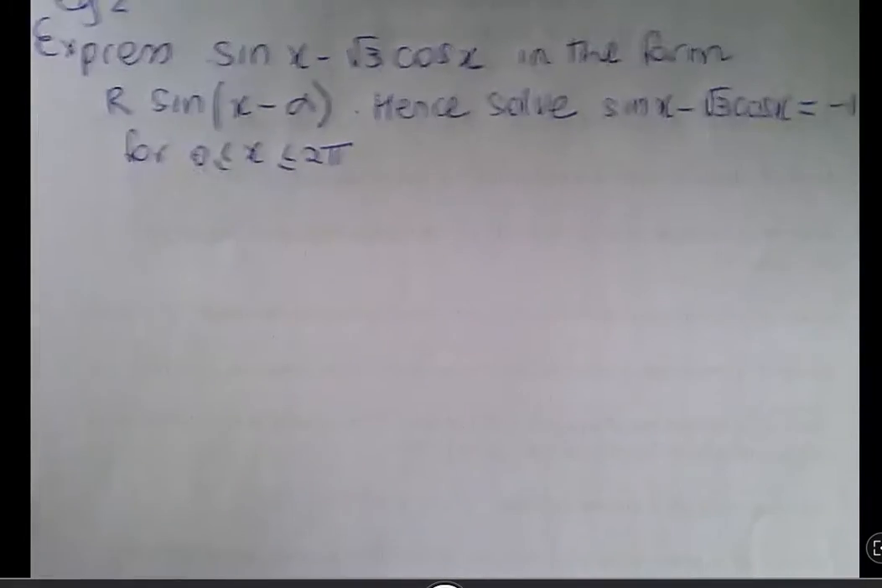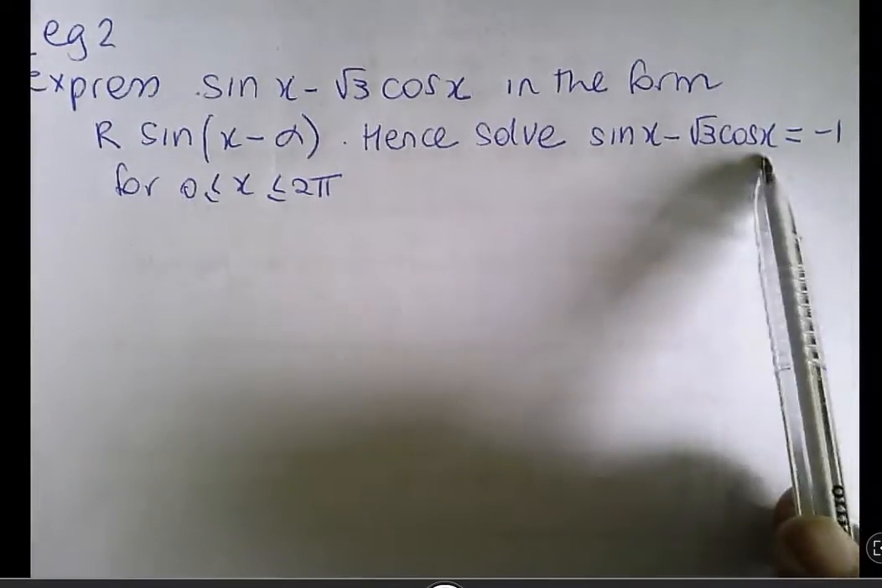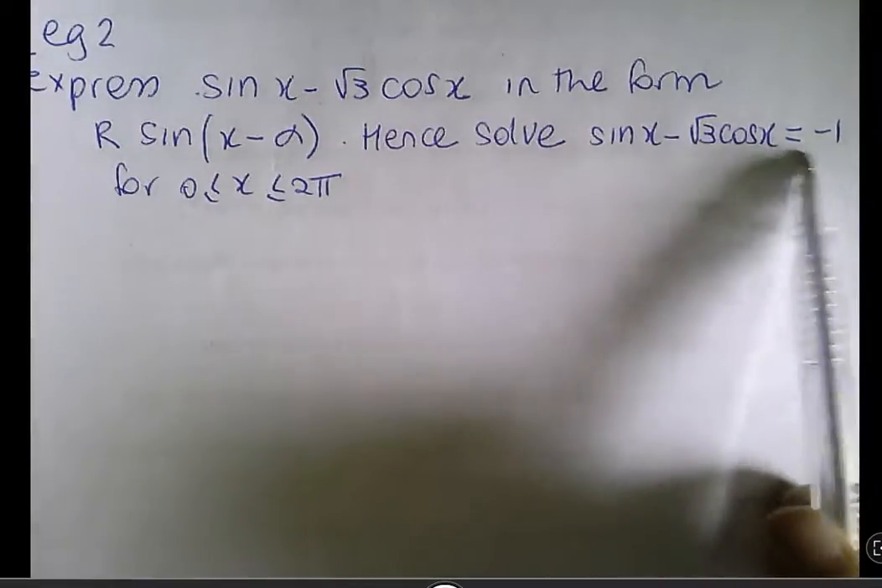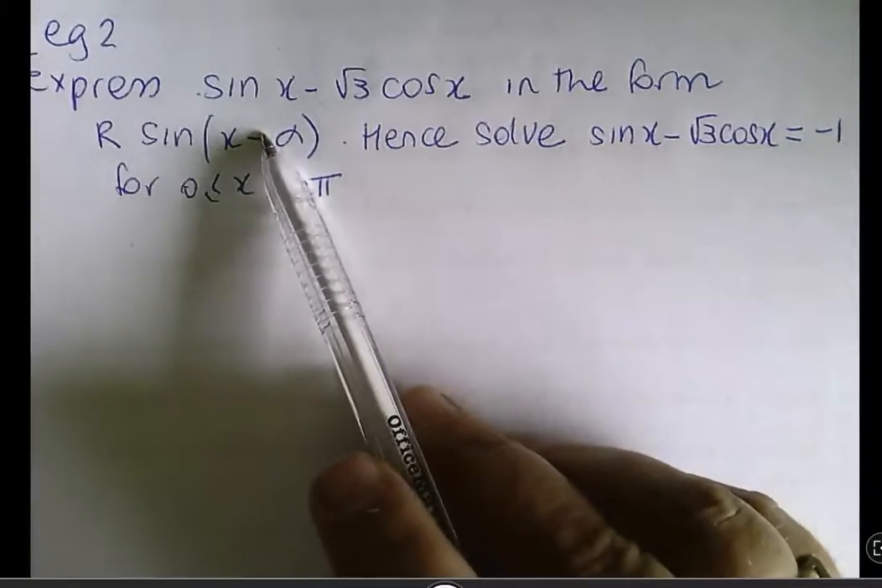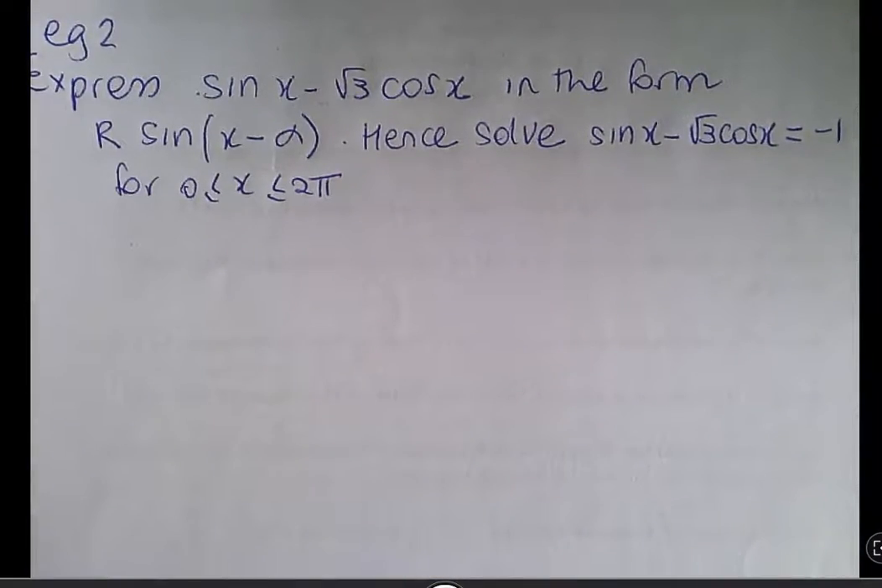Okay, now second example, we're going to solve this equation: sin x minus root 3 cos x equals -1. Notice it's of the type a sin x plus b cos x equals c, or the other way around. So we're being asked to put it into that format first, and then we're going to solve that equation. Let's use the auxiliary angle method first. So this is method 1.